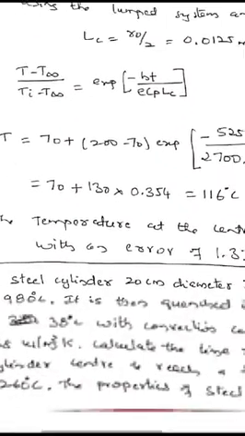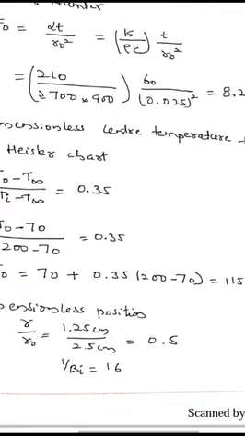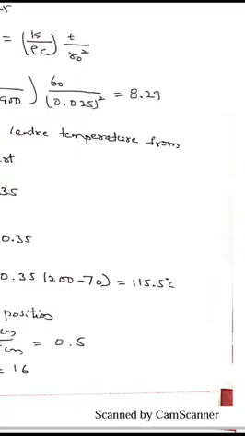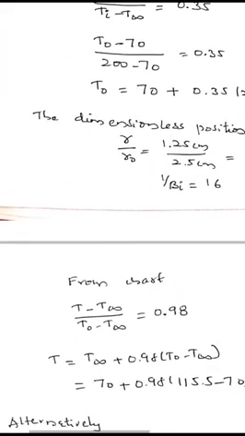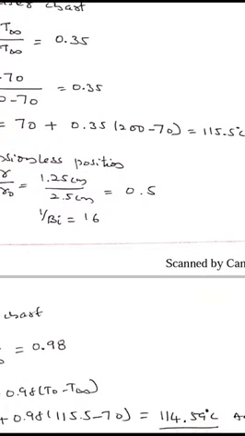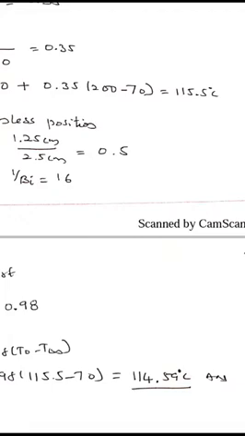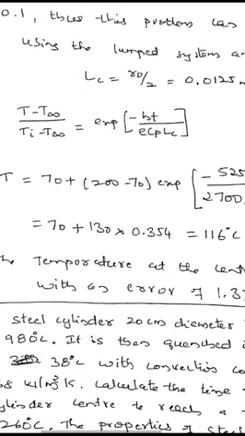So then also you compare the temperatures. Here the temperature at the center of the cylinder is 115.5, and the temperature at a radius of 1.25 centimeter is 114.59. So we are getting the center line temperature and the temperature at a radius of 1.25 centimeter almost the same, 114.59 and 115.5. They are close to each other. That means temperature is uniform throughout the cylinder, and hence we are able to also apply the lumped analysis.